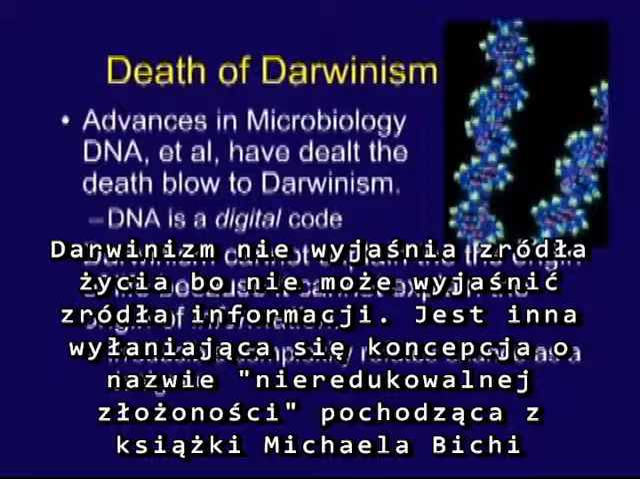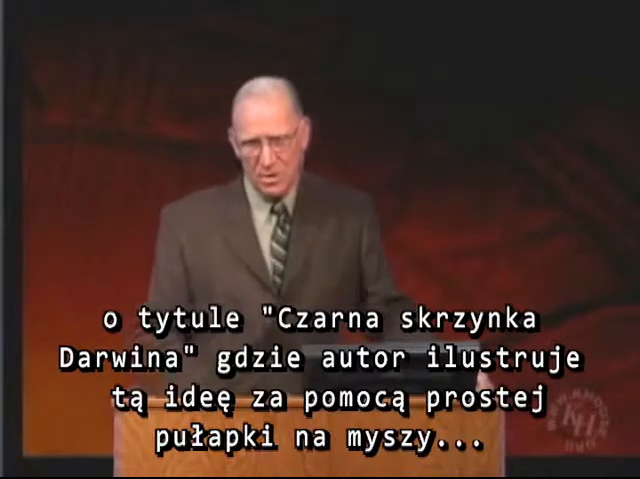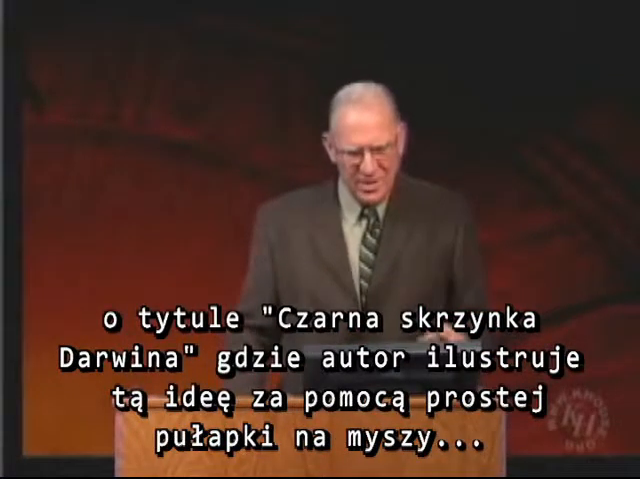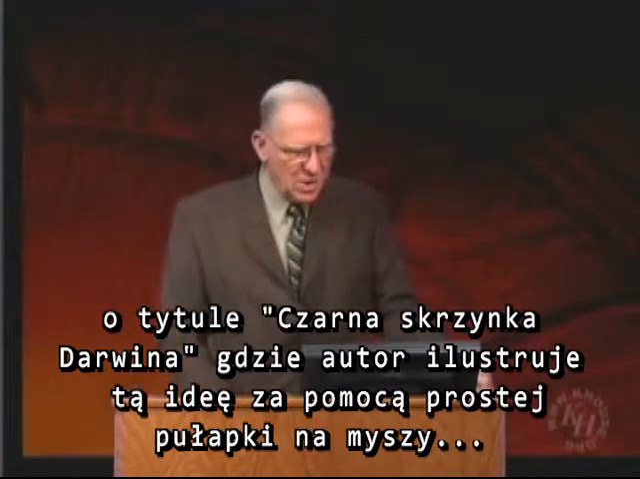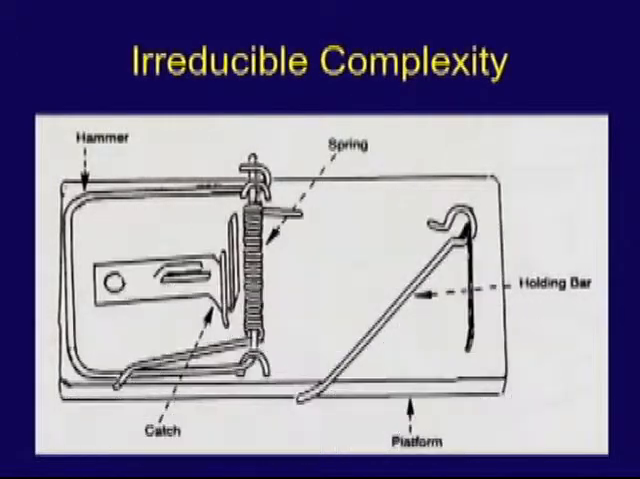And there's another concept that's emerging called irreducible complexity. We're indebted to Michael Behe's book, Darwin's Black Box, where he illustrates this idea with a simple mousetrap. Here we have a mousetrap that has 5 parts. It has a basic platform on which there's a hammer. That hammer is driven by a spring. It's held back by a holding bar that's tucked under a catch. All of us are familiar with a mousetrap.